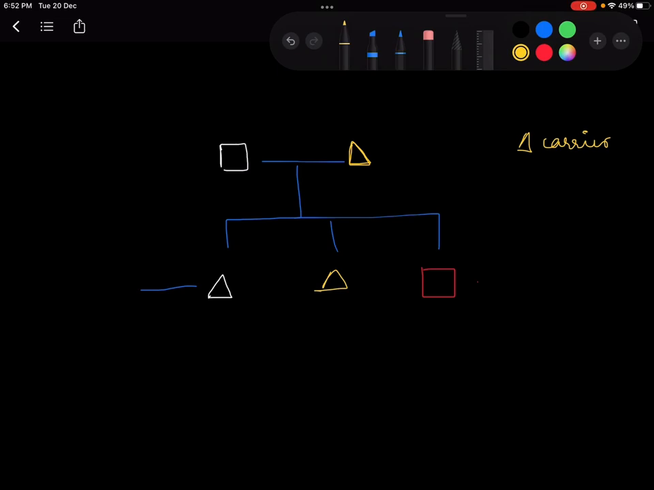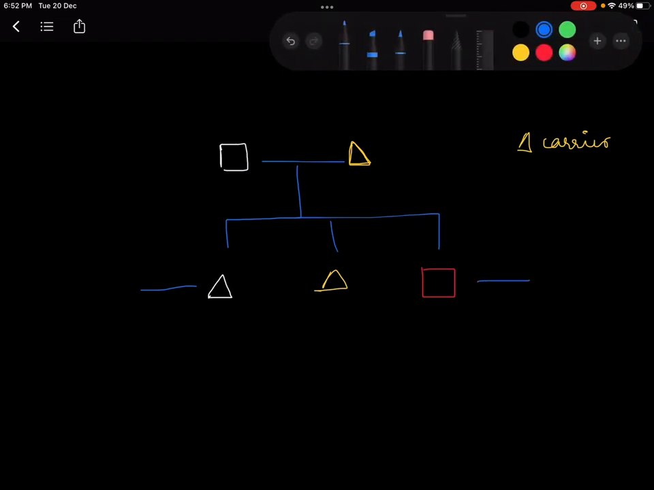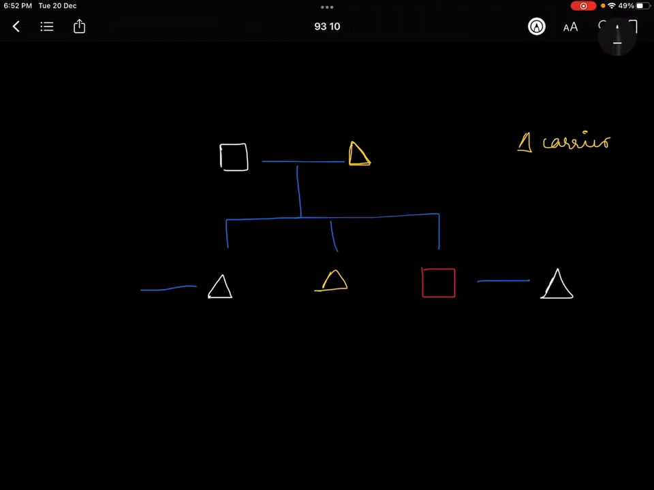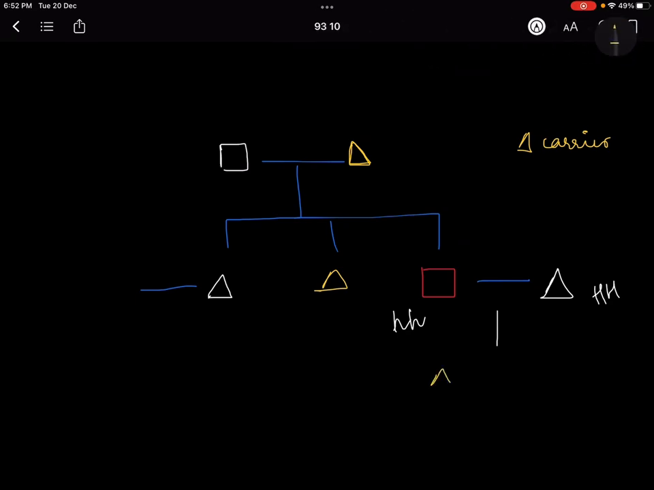Let us take this person who has a completely normal person, okay? Then what will happen to their children? Because he has both HH, okay, and it's a fatal disease, but this person is healthy, okay? So all the children would be carriers, right? However many children they have, they will all be carriers, okay?